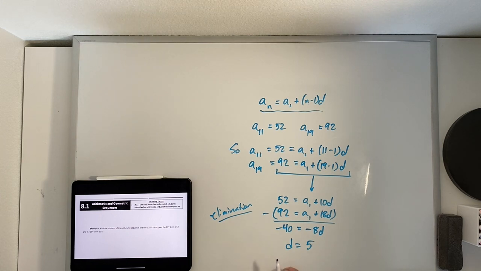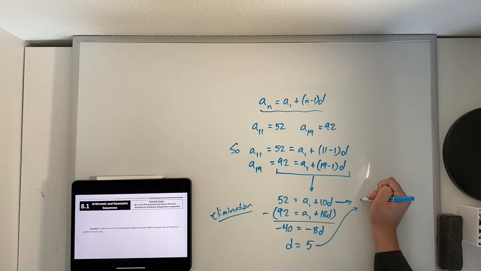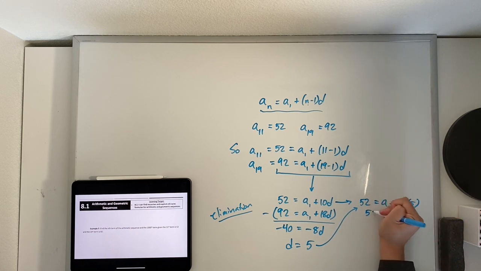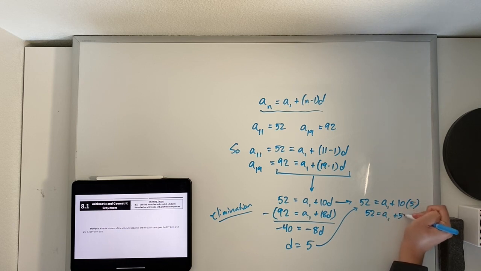Now that I know d, I can plug this into one of these two equations. I'm going to plug it into the first. 52 equals A1 plus 10 times 5. So 52 equals A1 plus 50. A1 equals 2.